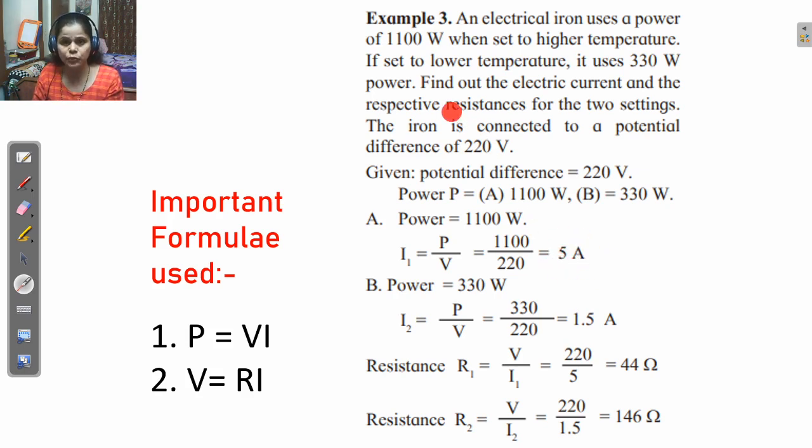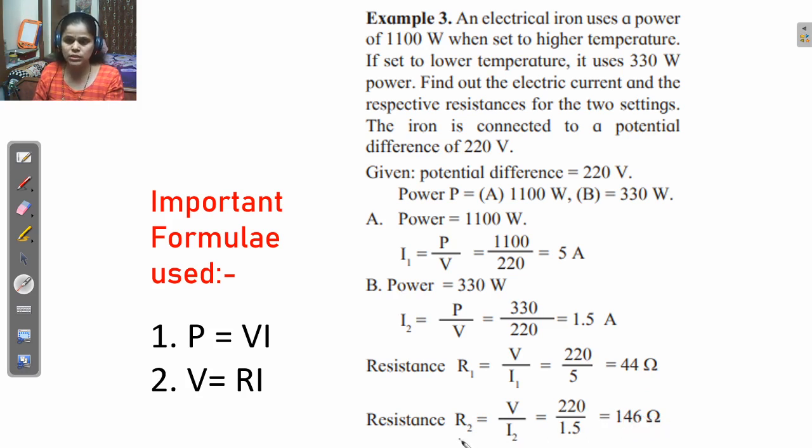Then we have to find out the resistance also. So we have the formula by the Ohm's law, V equals to IR. So R equals to V upon I. Put it here, R1 for first setting when temperature is higher. R1 equals to V upon I1. V is given and I, just I found out, this I is 5. So we got 44 ohm. And in a second setting resistance equals to V upon I2. I2 we got 1.5. So calculate 146 ohm.